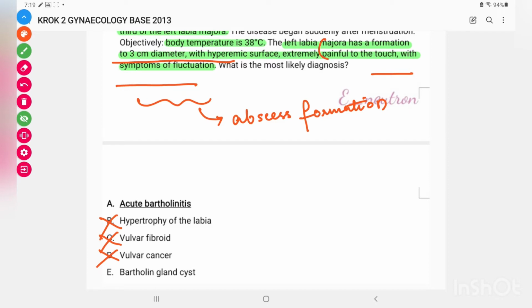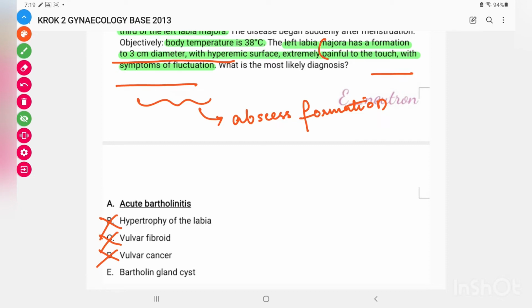So sometimes it can be due to cancer as well, or else if there is any kind of STD, sexually transmitted disorders, it can also result in the hypertrophy of labia. So in that case, again, contact hemorrhage, friability, fixation, all these should be seen. Okay, so now the only option is, is it Bartholin gland cyst or acute bartholinitis?